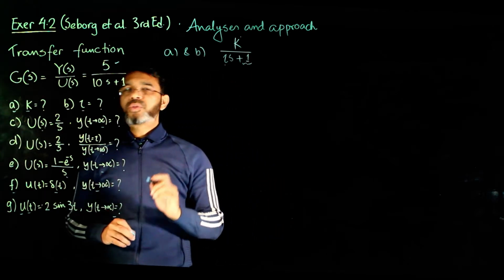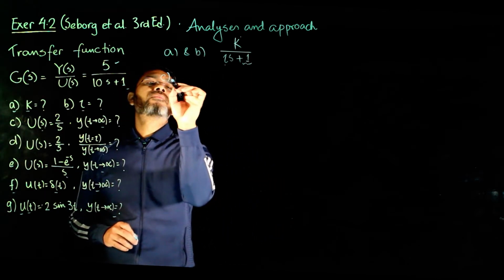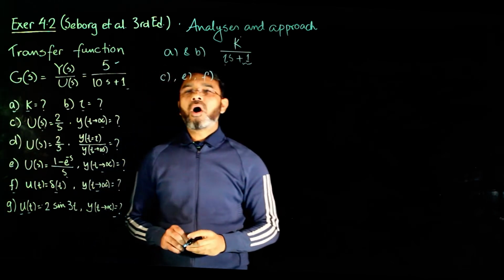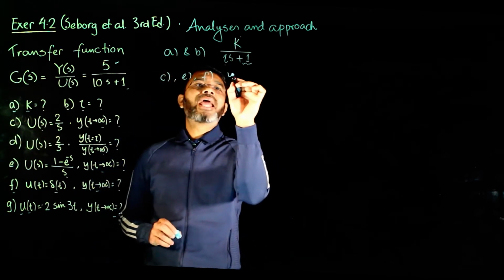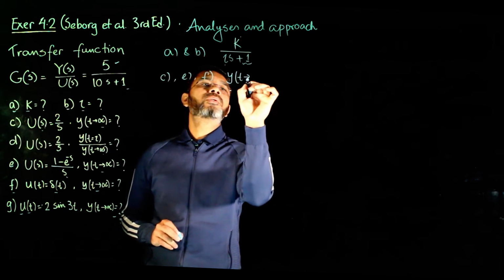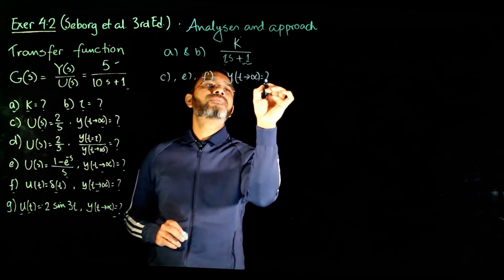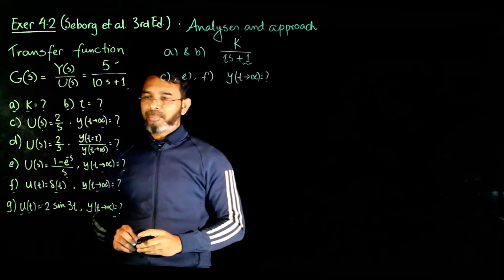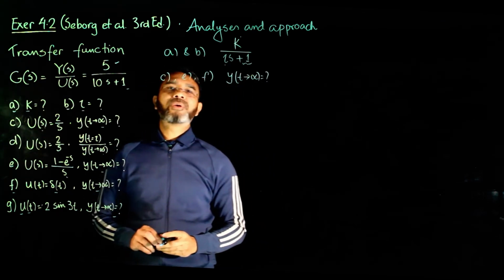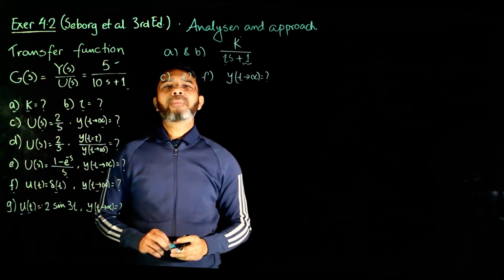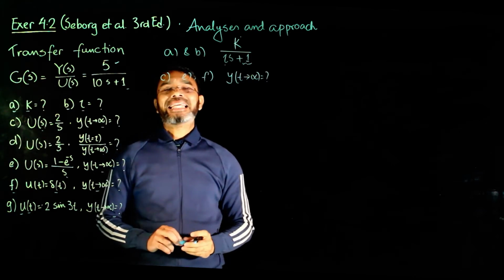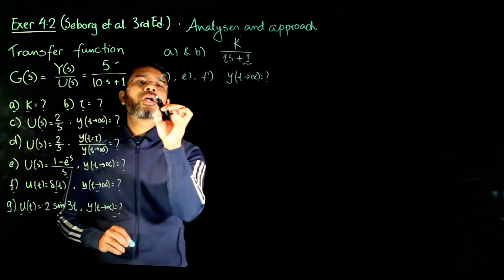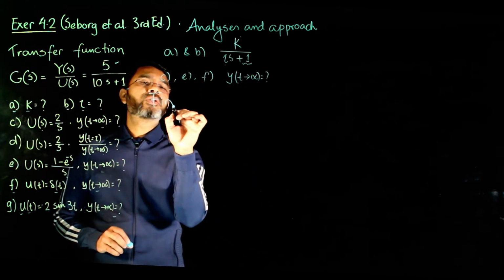Now part C, E and F, all these ask you to find out the value when t goes to infinity. For this case, you can take different approaches. For example, you can find out the expression for y(t) and plug in the value of t equals infinity. Another approach would be to use the so-called final value theorem.